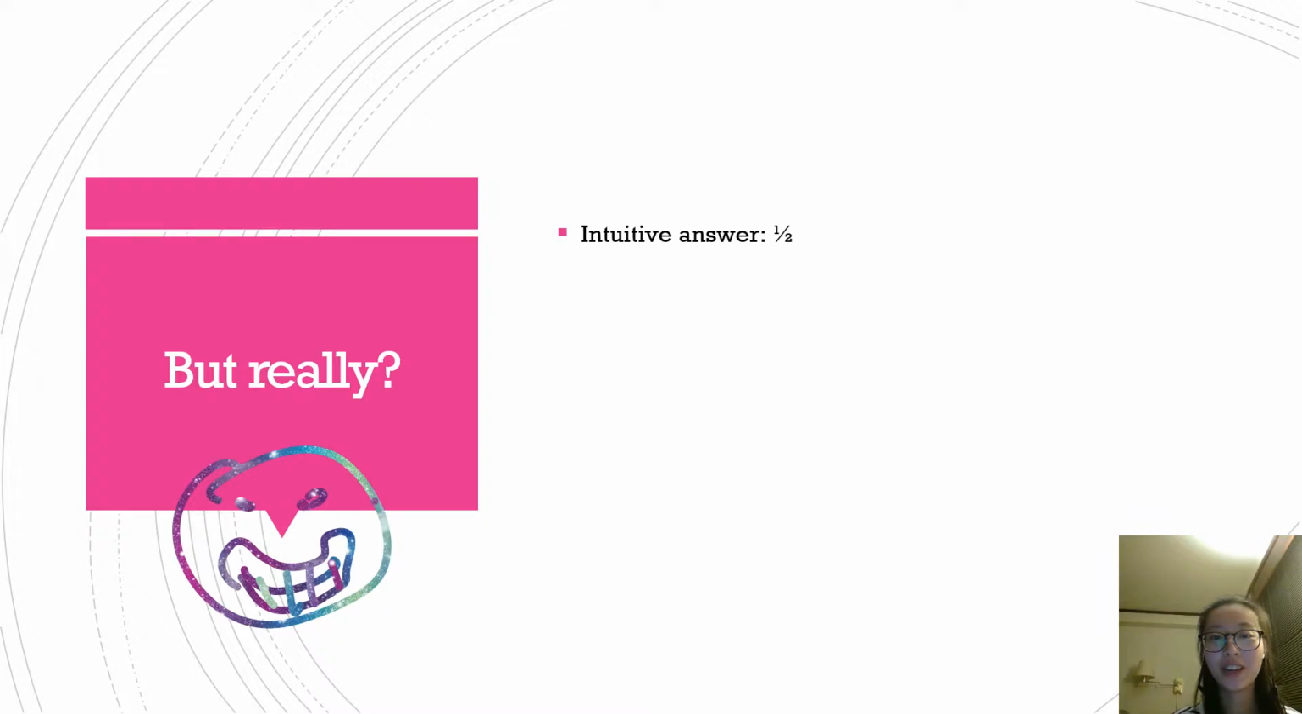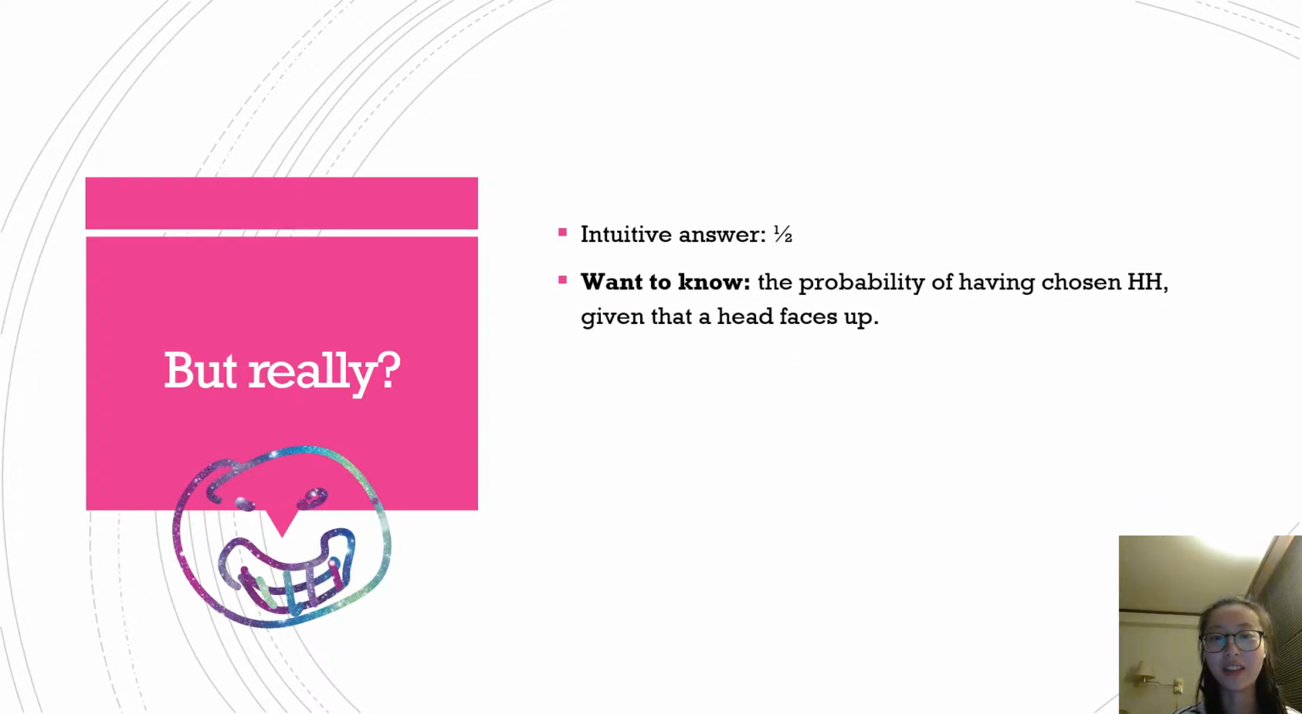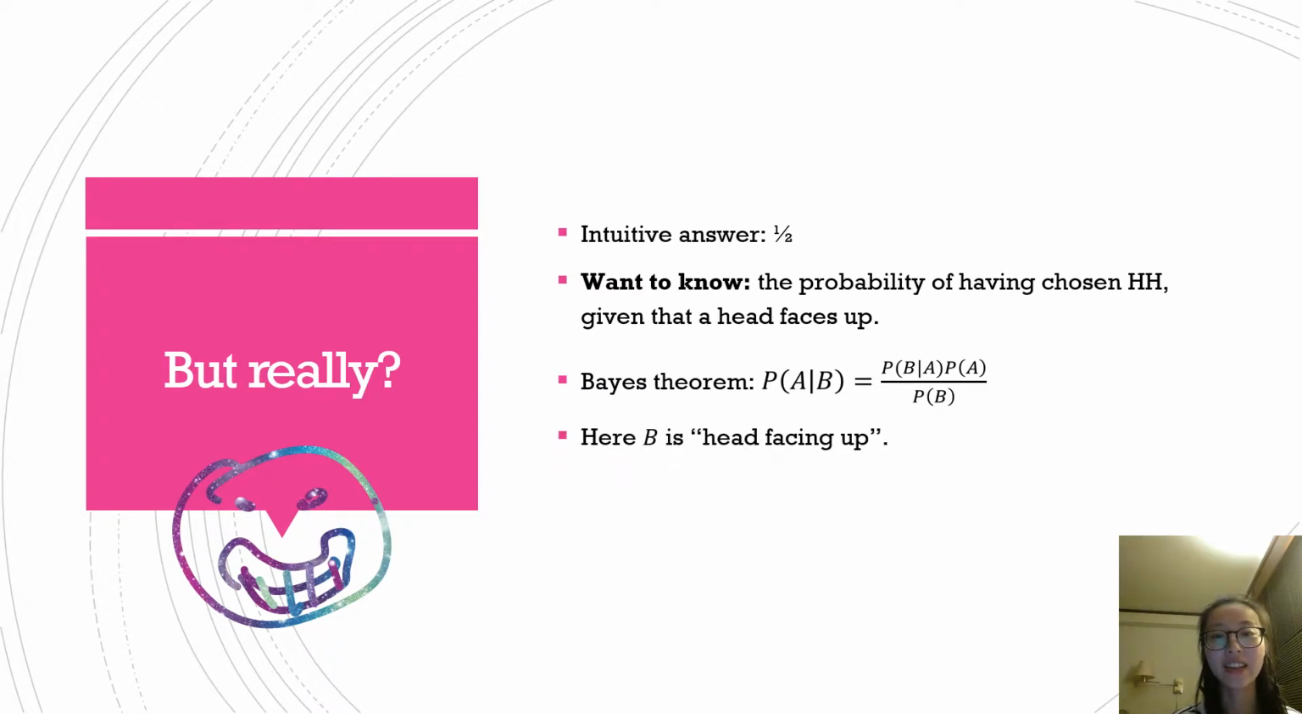What we want to know is a conditional probability, or the probability of having chosen the double head coin given that a head faces up as we toss it. We can calculate this probability by the famous Bayes theorem. Probability of A given B equals the probability of B given A times the probability of A divided by the probability of B. Here, B is the event that head faces up, and A is the event that the chosen coin is a double head coin.